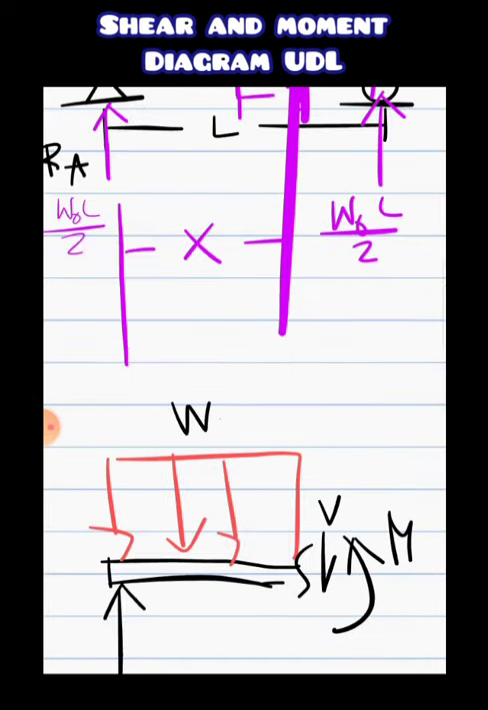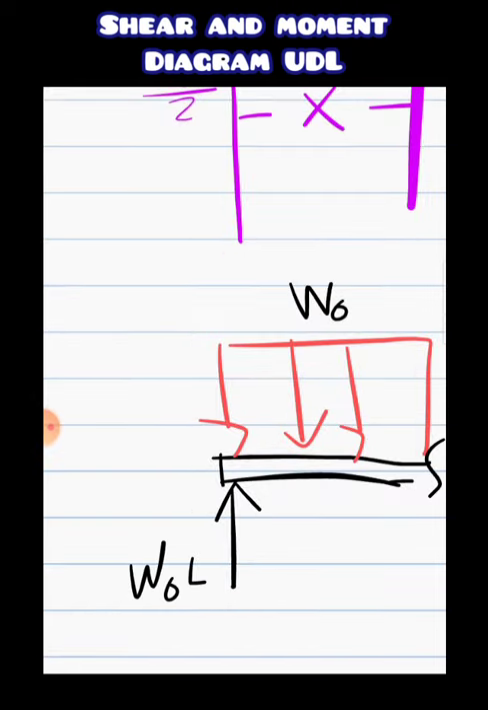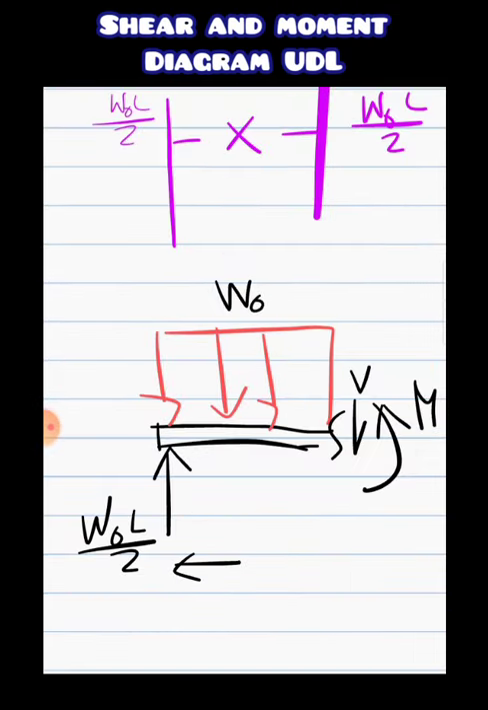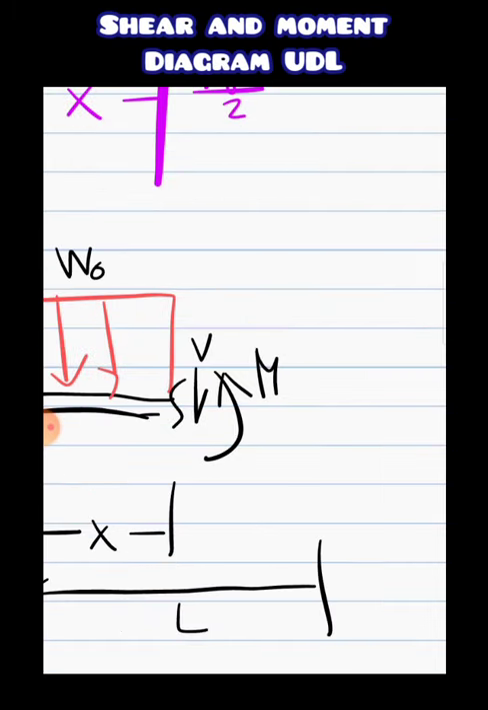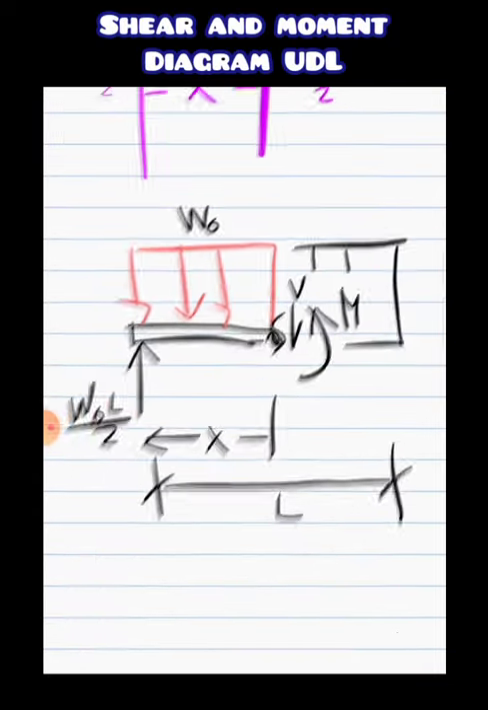The magnitude is W, the reaction is WL over 2. This is X, and this is our original span, L, right here. And we just cut our beam right on this point X.